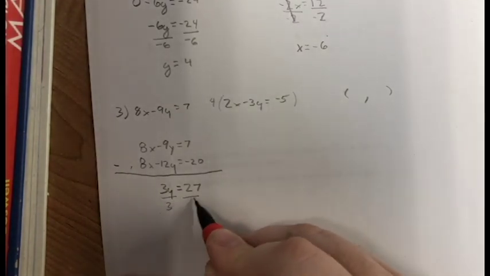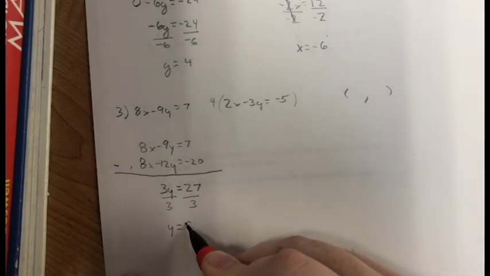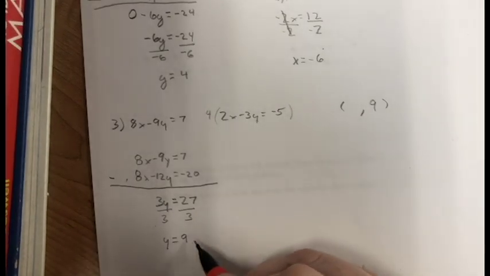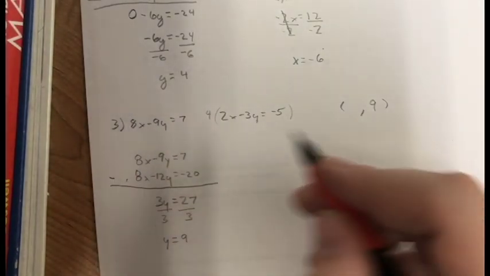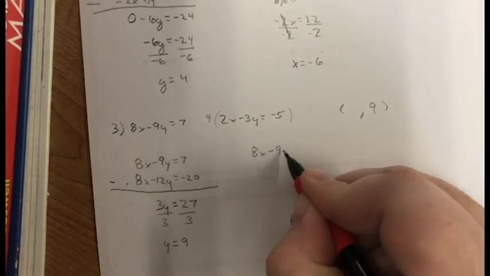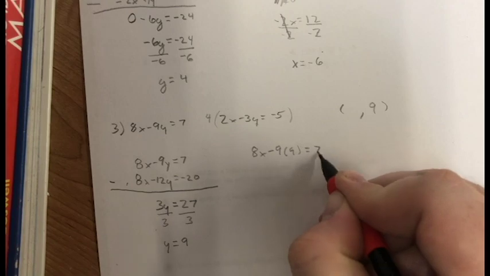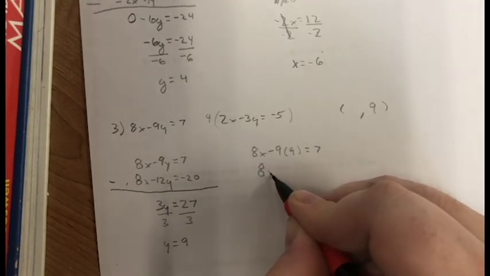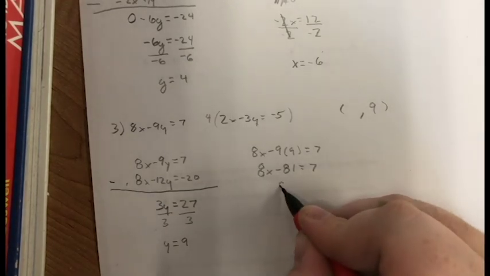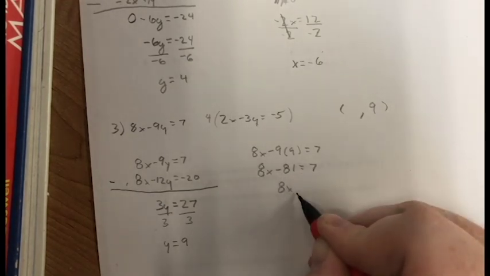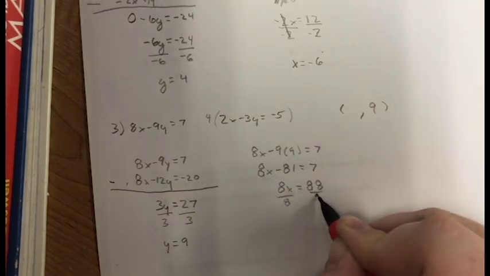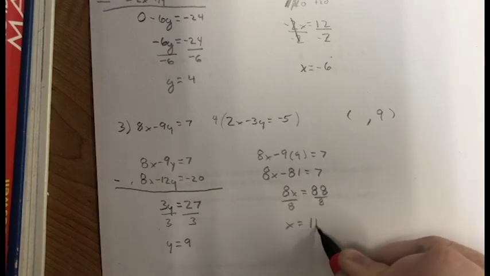Basically, all I got to do is divide by 3 on both sides. So y is equal to 9. So I know my y. Now, since I know this, I plug y back into one of my original equations. So let's do it. 8x minus 9 times 9 equals 7. Let's keep simplifying. 8x minus 81 is equal to 7. Keep simplifying. 8x, and we're going to add 81 to both sides, gives me 88. And then we're going to divide by 8 on both sides, and I get that x is equal to 11.